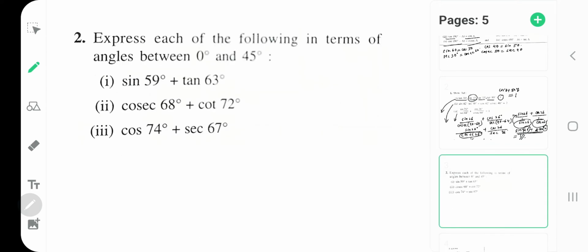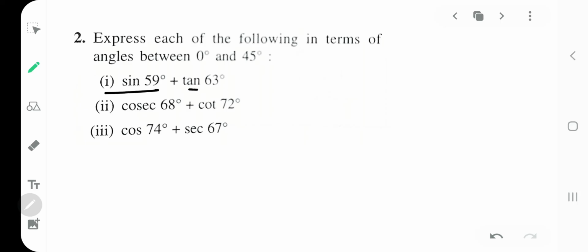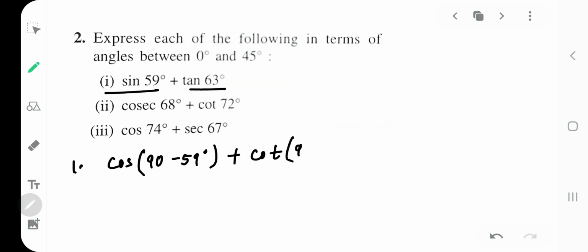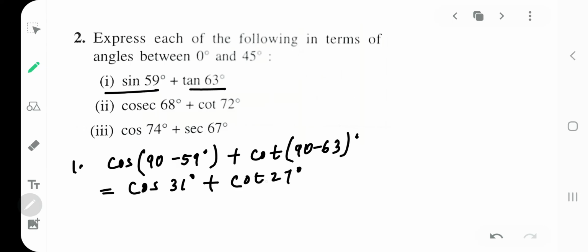Your next task is to express each of the following in terms of angles between 0 to 45. That means you have to just keep on converting your angles. Sine 59 will become cos 90 minus 59, plus tan 63 will become cot 90 minus 63. That means it will be cos 31 degree plus cot 27 degree. And that's your answer.